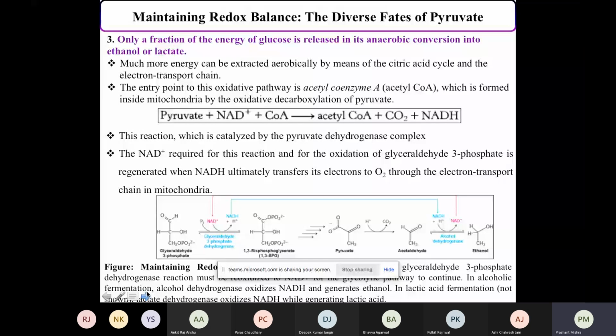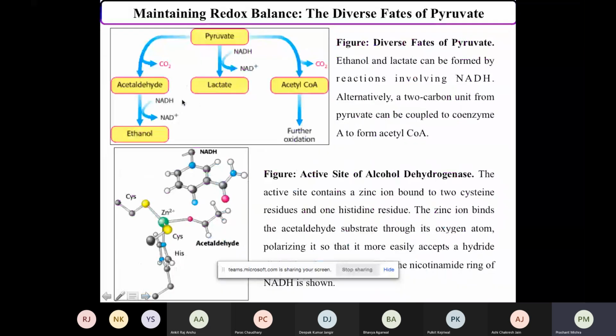So now let us see what is another fate. This is the one which is summarizing the reaction. One is where, by formation of acetaldehyde, you have formed ethanol and NAD has been regenerated. Here, pyruvate has been converted into lactate, and NAD has been regenerated. And the third reaction is where pyruvate is converted into acetyl-CoA and further oxidation occurs. And here, NAD plus is regenerated, not in this cycle, which is called the TCA cycle, but by oxidative phosphorylation. We'll talk about that.